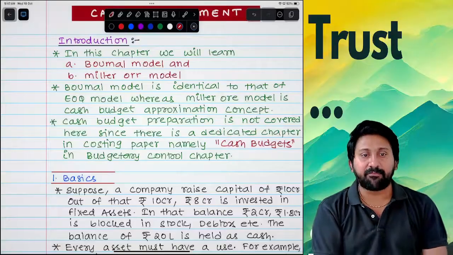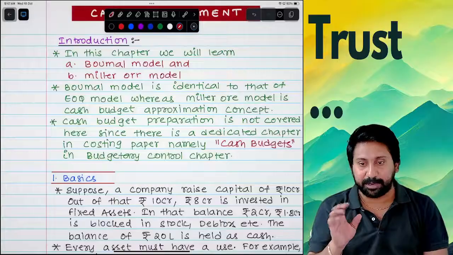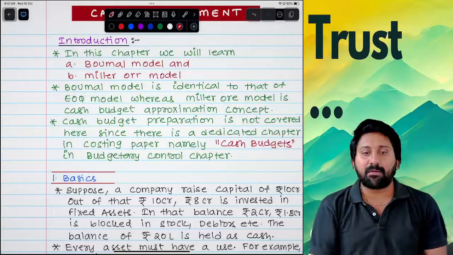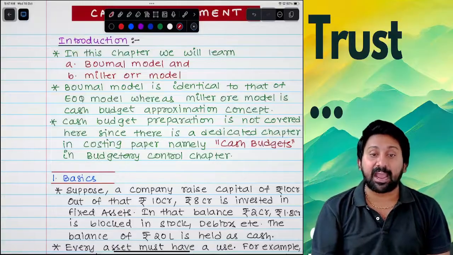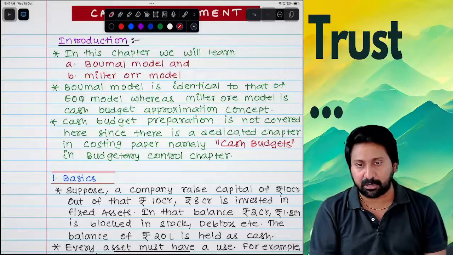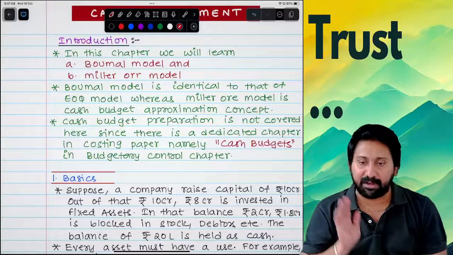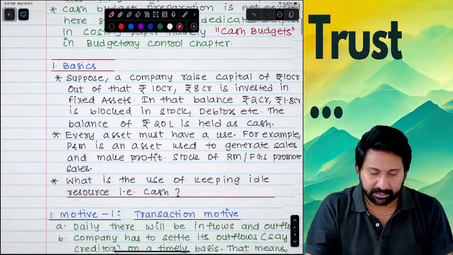Before we go into the Baumol model or Miller-Orr model, first let us understand certain insights behind this concept. The Baumol model is identical to EOQ. The Miller-Orr model is the cash budget approximation concept. How it works, I will explain everything with a formula. First, let us see this.